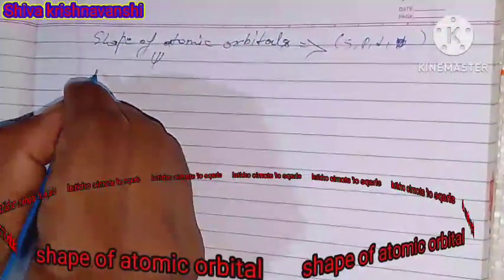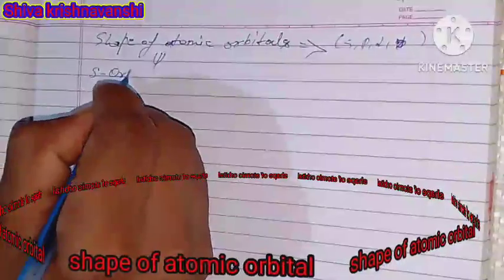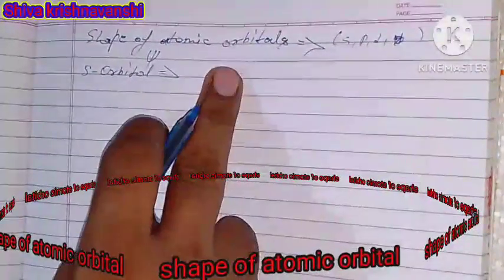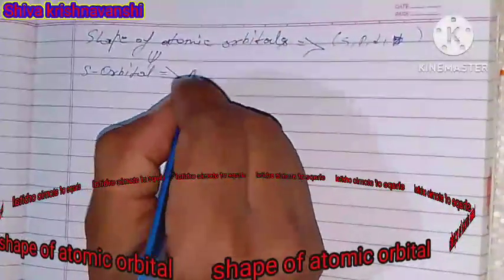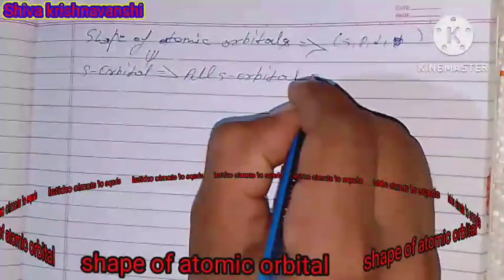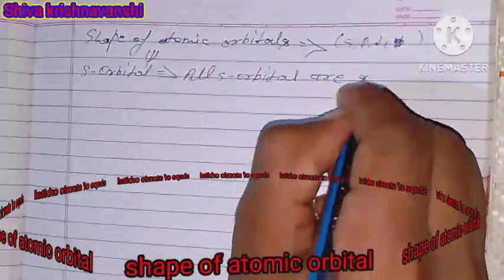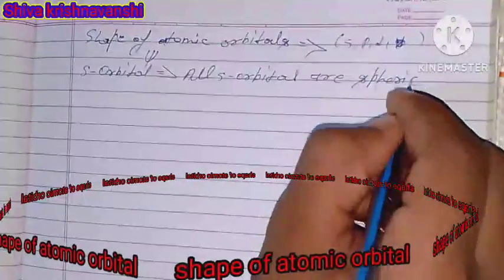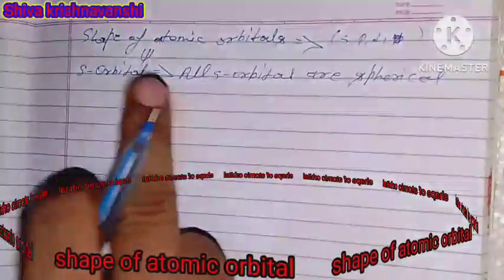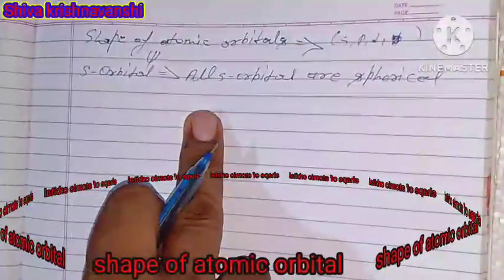S orbital. All s orbitals are spherical. The nucleus of the atom is present in the center.